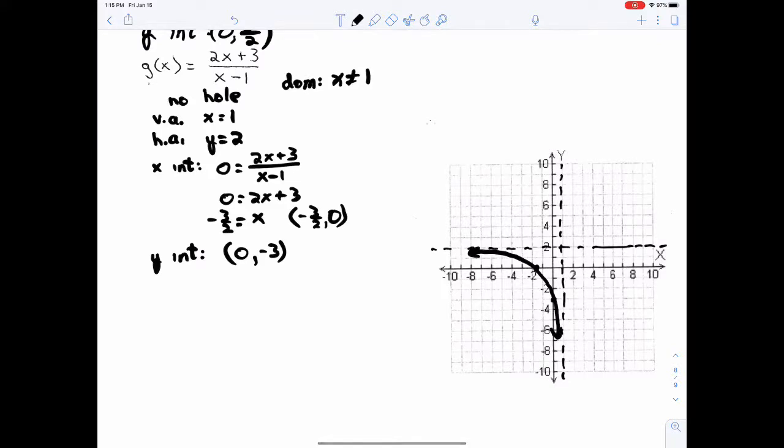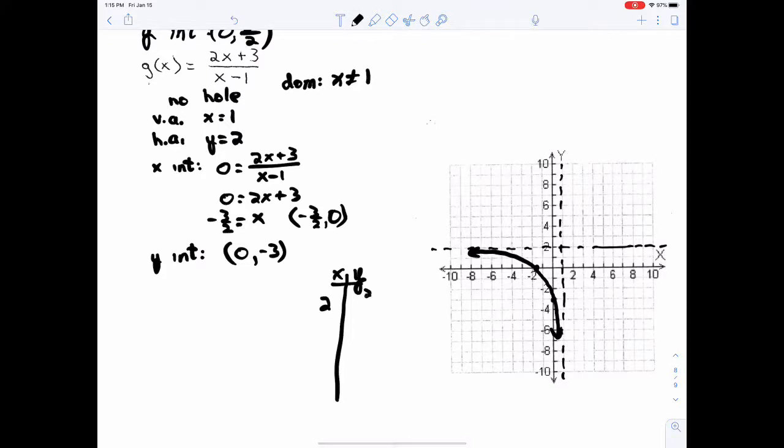Okay? Now, is that the entire graph? No, it's not, because notice we're missing the whole right side. So we don't have anything over there yet, but we've got to get something. This is where you're going to make an XY table. Okay? Now, you probably don't need much. And what number would I plug in? I'd plug in 2, just the one closest to the asymptote. So let's plug in 2.